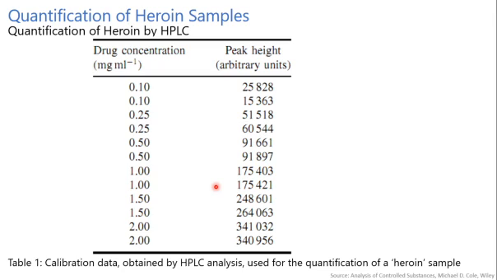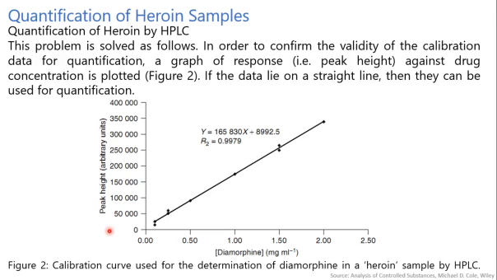Then this is the calibration data obtained by the HPLC analysis used for the quantification of the heroin sample. We have taken replicate measurements, and accordingly we get different values in arbitrary units. There are somewhat differences in such values. Then this problem is solved as follows. In order to confirm the validity of the calibration data for the quantification, a graph of response, that is the peak height, against the drug concentration is plotted in the figure.